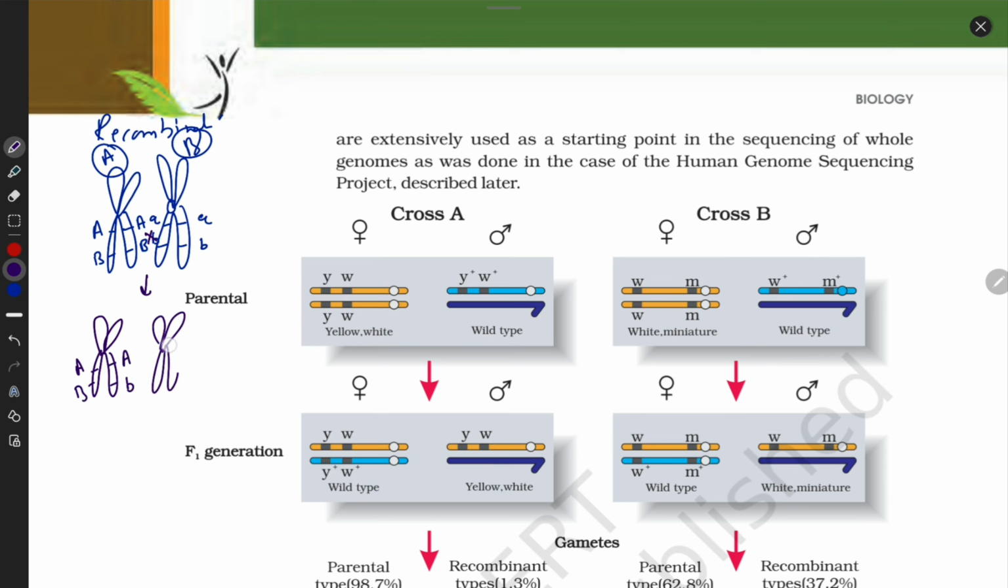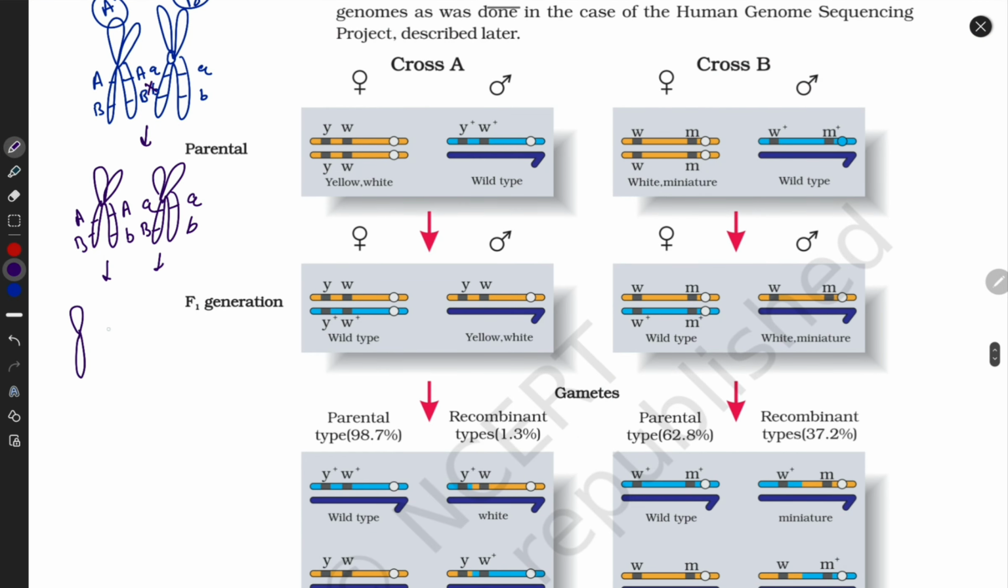Something like this. Do you agree with me? Now what did we get? Now segregate these gametes, separate these gametes. We got this, which is same to same now. This is the parent gamete, this is the same to same.